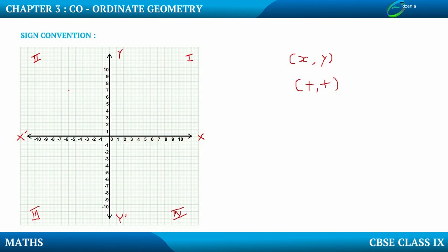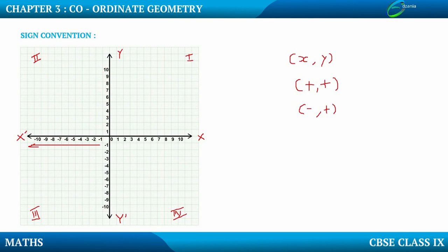Similarly, this is the region in the second quadrant. I can clearly see that in the second quadrant, this is the x-axis that I need to consider, and this is the y-axis that I need to consider. The numbers on the x-axis are negative and the numbers on the y-axis are positive. Therefore, we can say that the signs in the second quadrant are minus plus.